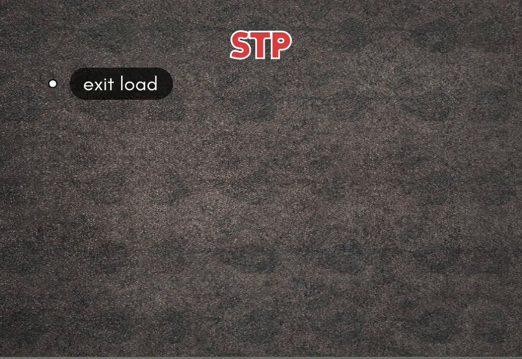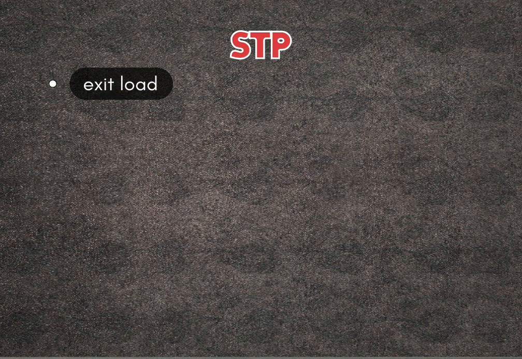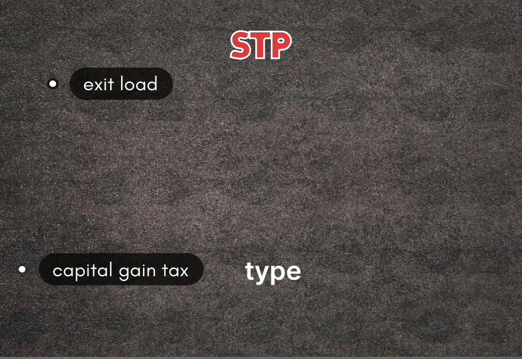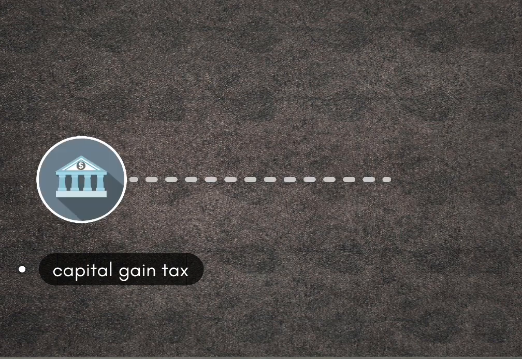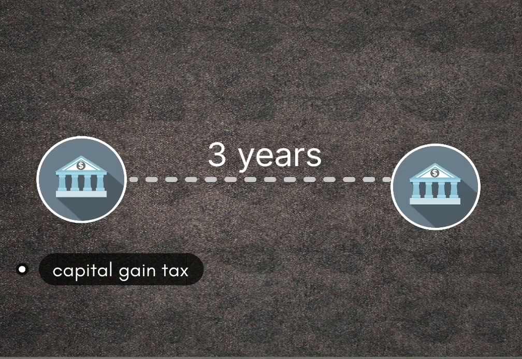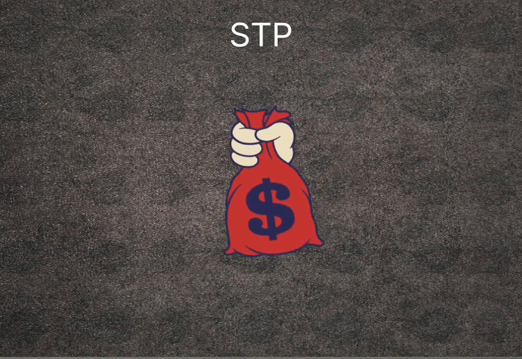The exit load is usually charged by the source fund if you withdraw within a certain period. The capital gain tax depends on the type and duration of the source fund. For example, if you transfer from debt fund to an equity fund within 3 years, you have to pay short-term capital gain tax on the debt fund. STP is a smart way to invest your big amount in mutual fund, but it needs proper planning and execution.